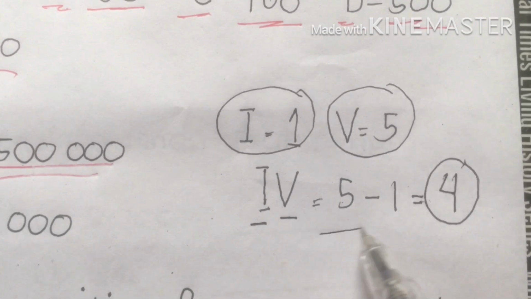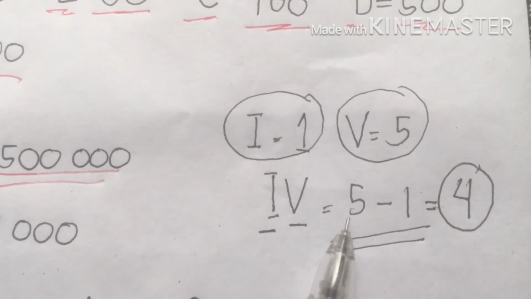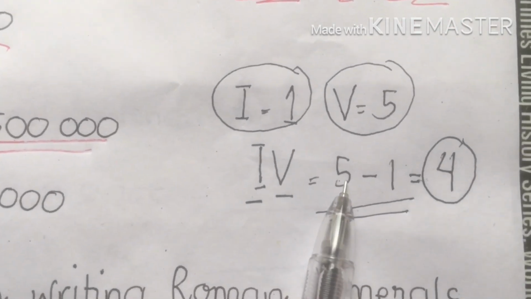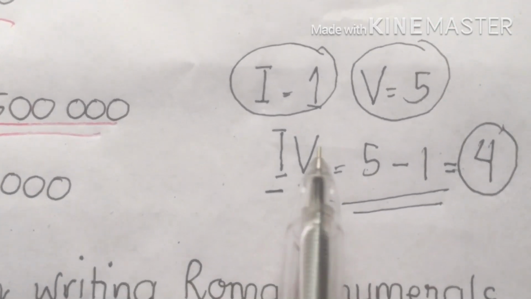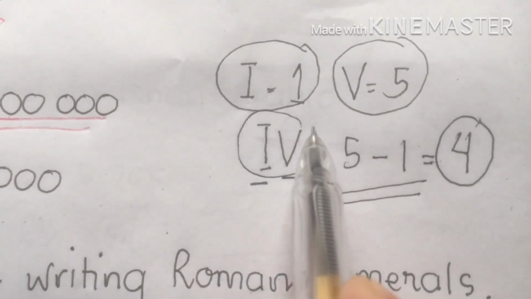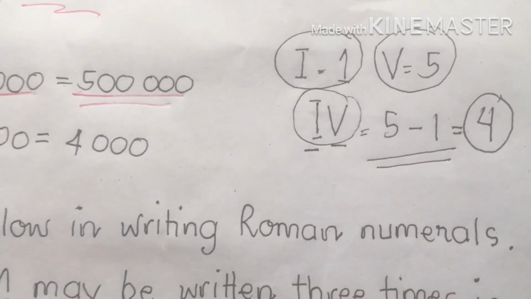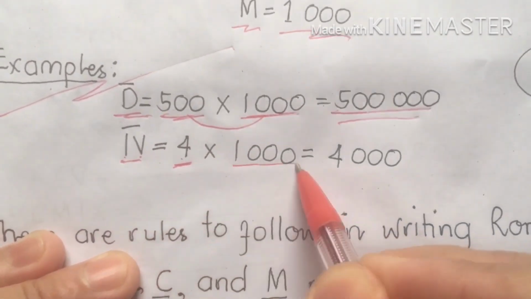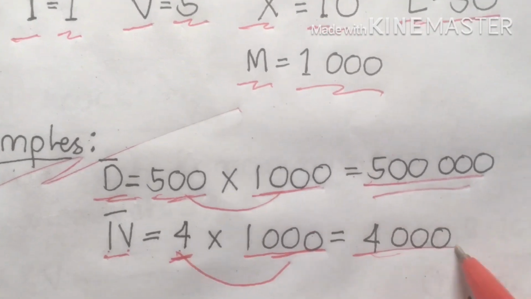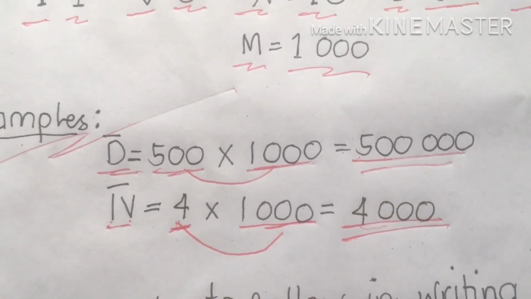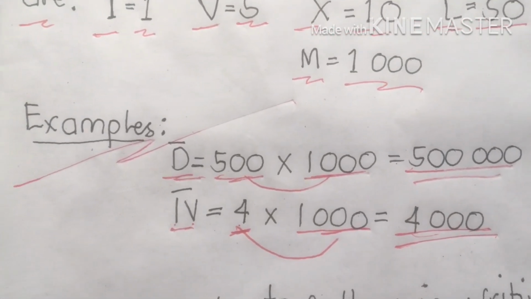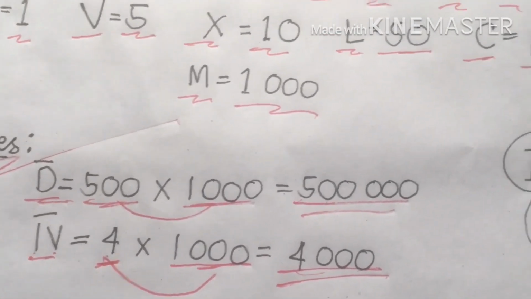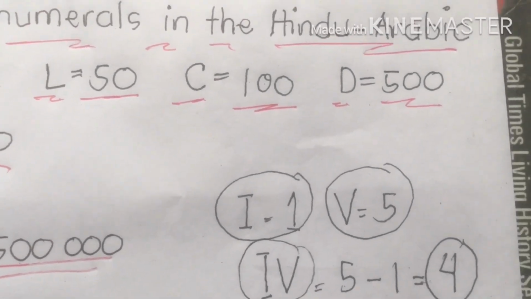This will be our rule. 5, the value of V, then 1 is the value of I. We subtract 5 minus 1, the result is 4. That's why we read this one as 4. Okay? Therefore, my dear students, we're going to multiply 4 times 1000. The result is 4000. Okay, my dear students. And that is a very clear discussion on how to understand the Hindu-Arabic and Roman numeration system.